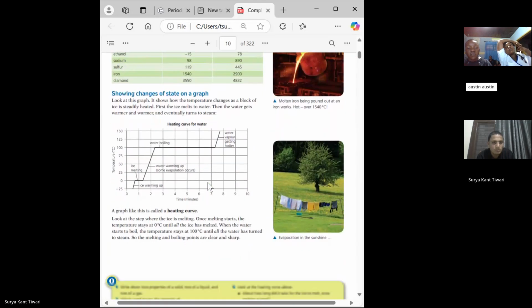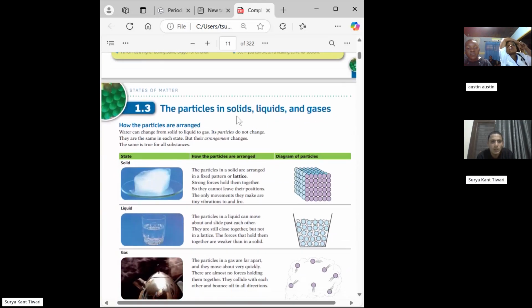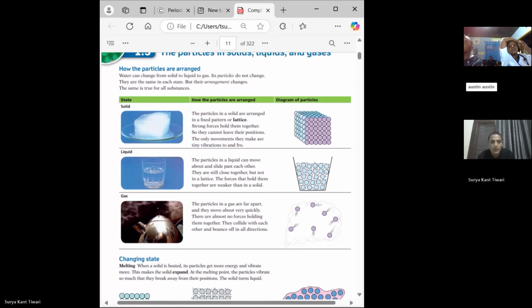The particles in solid, liquid, and gas. There are small particles inside every matter, right? Yes, sir. So inside the solid, the particles are arranged nicely. Can you see the arrangement of particles inside solid? They are arranged properly, right? And very tightly fixed.